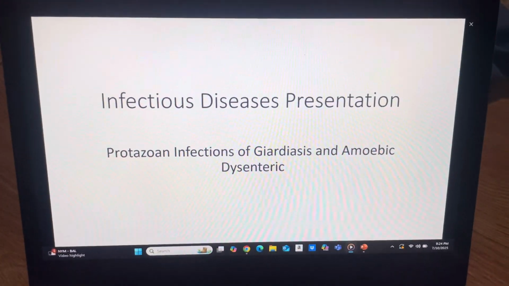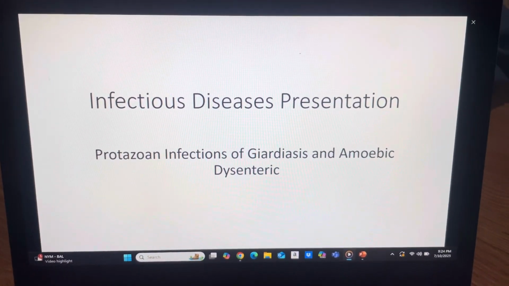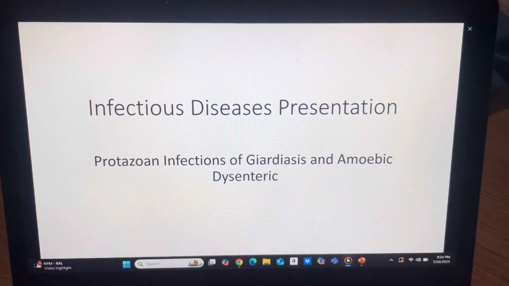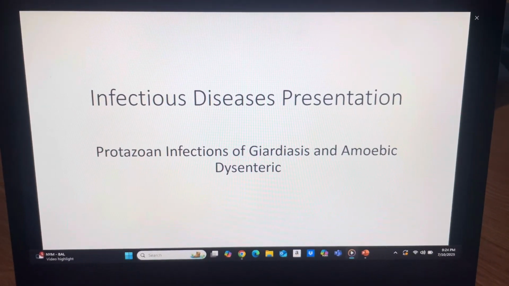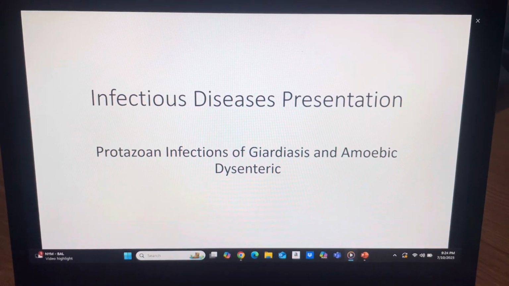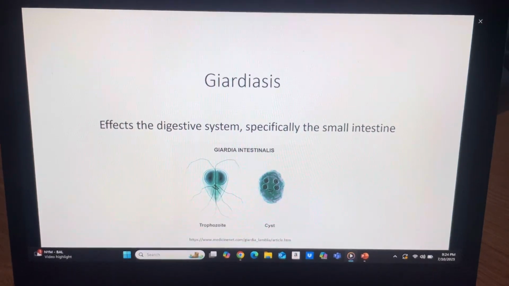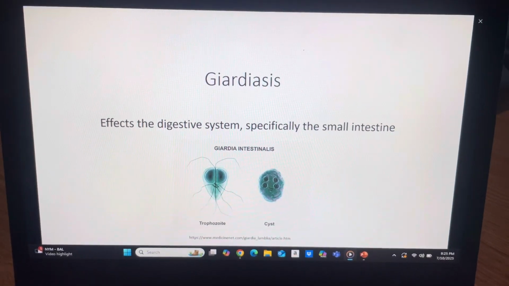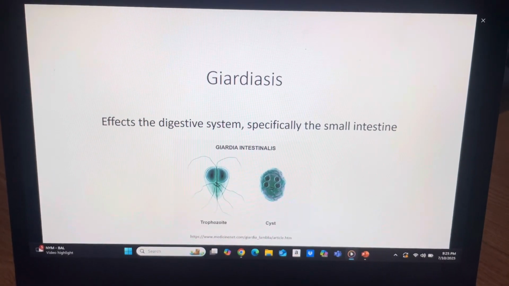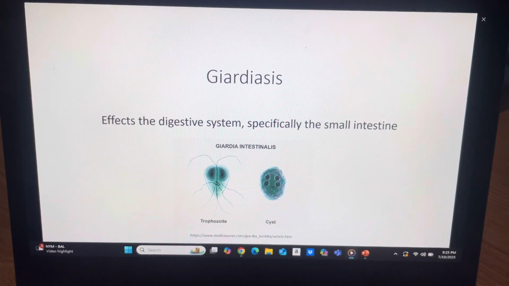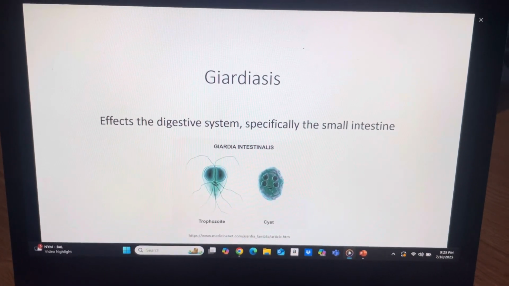This is my infectious disease presentation. I'm doing the protozoan infections of Giardiasis and Amoebic Dysentery. Giardiasis affects the digestive system, specifically the small intestine. Here I have included its two forms, the trophozoite and the cyst, which we will get more into later.